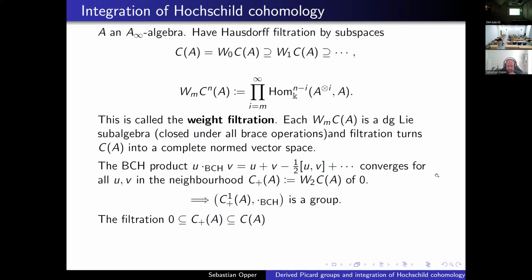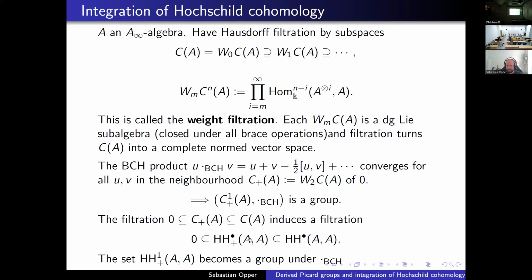And now this filtration that I have from 0, C plus, to C induces a filtration on cohomology, and the middle part I call HH1 plus by analogy. Everything I have on the cochain level then descends to the cohomology, because I can still define the Baker-Campbell-Hausdorff product, since I have a Lie bracket on the cohomology, and this becomes equally a group.